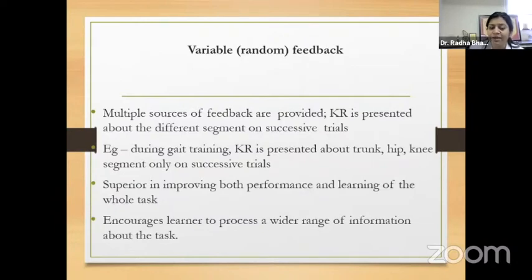Variable or random feedback, again, this is multiple source of feedbacks are provided. Knowledge of result is presented about different segments on successive trials. So sometimes the knee component in the gait is being given the feedback about, sometimes the hip component or the ankle component is given the feedback about. So there is no consistency. You are giving feedback when you are training, so you can decide on, or you are switching with the feedback wherever the component or the subtask of your main task is going wrong, you give the feedback.